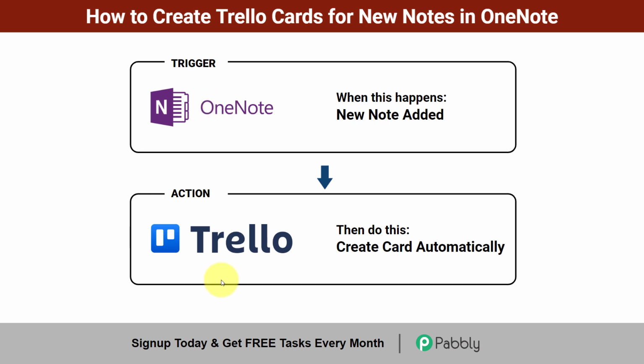After setting up this integration, you do not have to manually copy the task list of OneNote and import it here or manually create the cards one by one. We are going to sync all the notes with the Trello with the help of an automation software. So if you also want to set this automation for yourself, come with me and I will show you the whole process step by step.